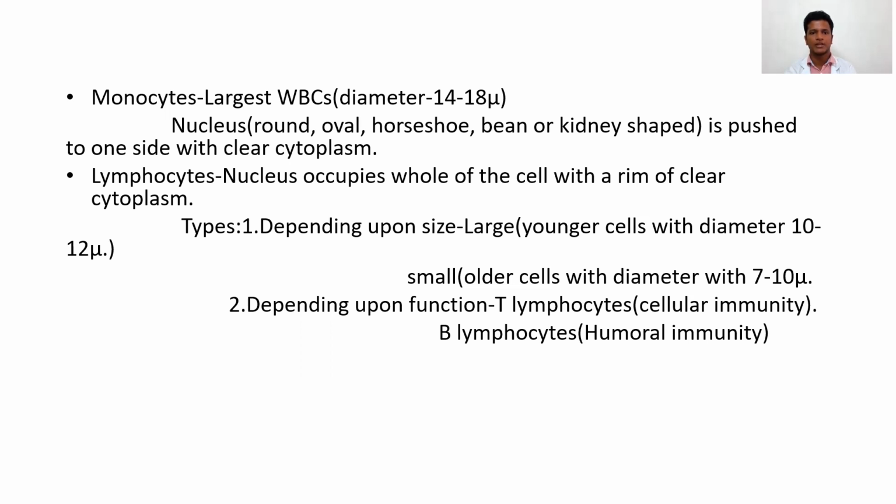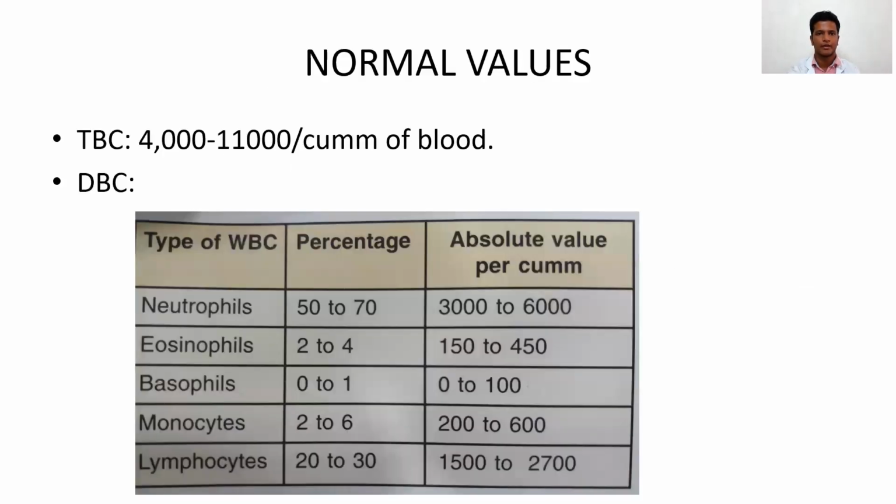Types of lymphocytes depending upon the size: large lymphocytes are younger cells with a diameter of 10 to 12 microns, and smaller lymphocytes are older cells with a diameter of 7 to 10 microns. Depending upon function, they are divided into T lymphocytes and B lymphocytes. T lymphocytes predominantly are involved in cellular immunity, and B lymphocytes are involved in humoral immunity.